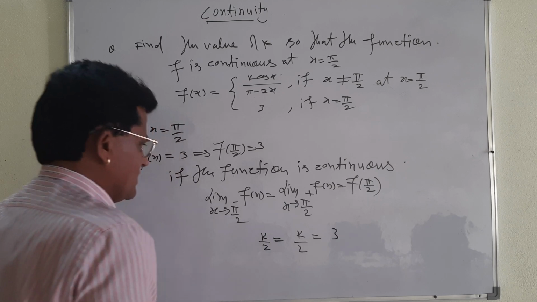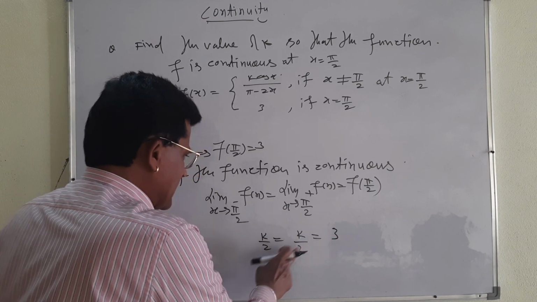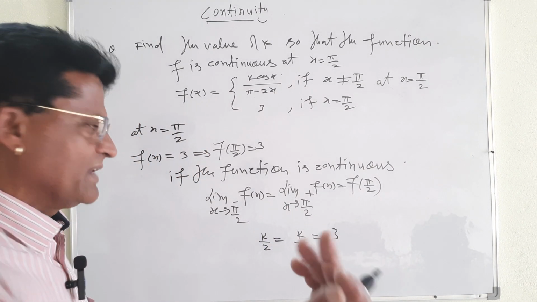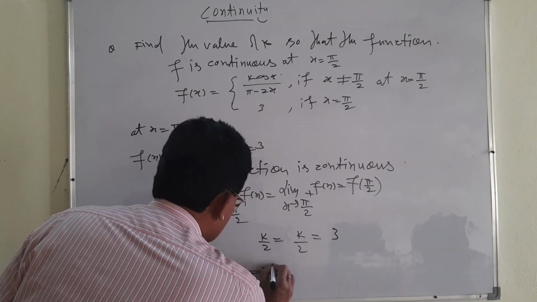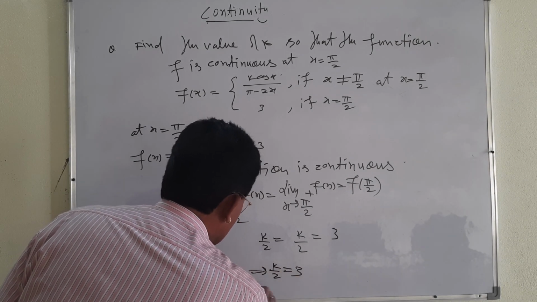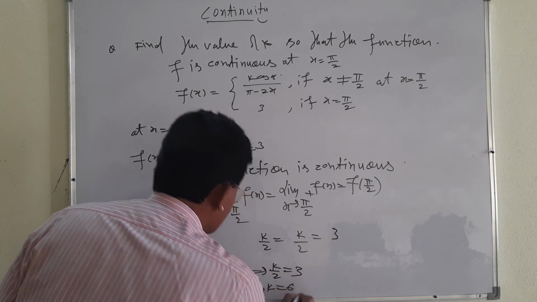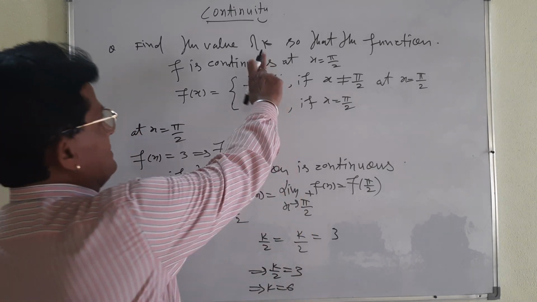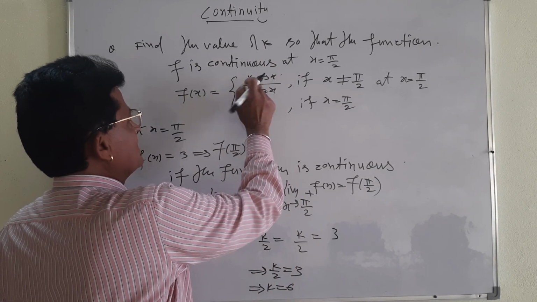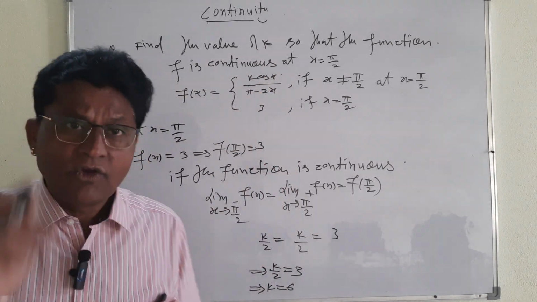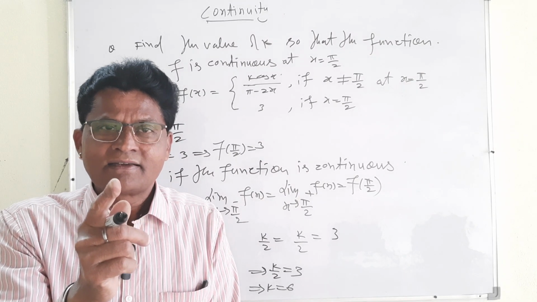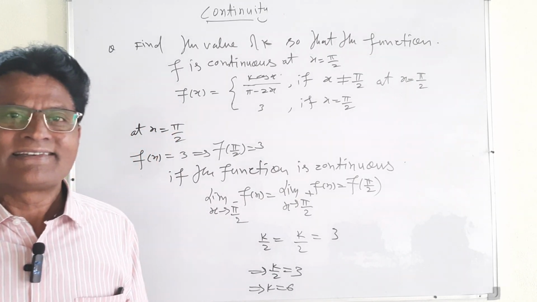Both are equal to 3. Left hand limit equal to 3, right hand limit also equal to 3. You take any one, there is no difference. k by 2 is equal to 3 and k will be 6. If k is 6, then only the function will be continuous. Otherwise it will not be continuous.